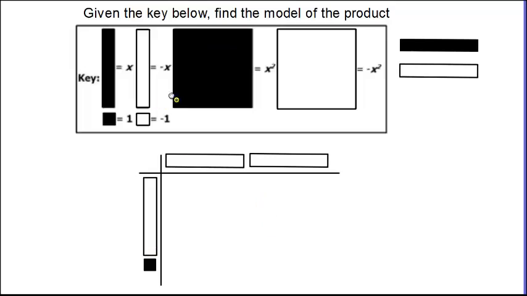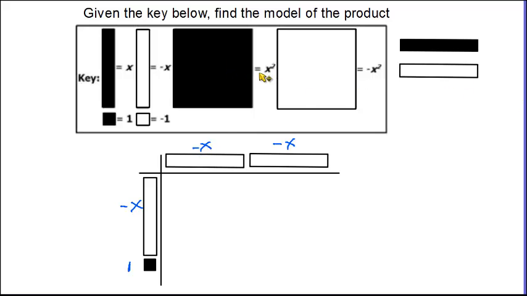Okay, let's say we have this key. Let's find the model of this product. Now we don't have the expression, but this model represents negative x. So we can write negative x here. This one is represented by positive 1. This is represented by negative x. And this one is negative x also. So now we can multiply negative x by negative x, which is positive x squared.